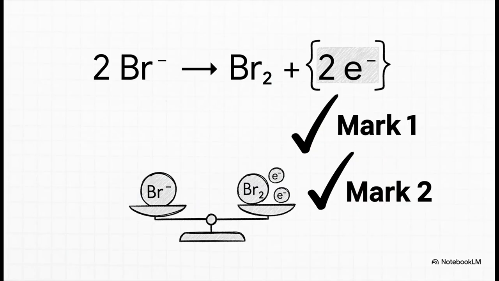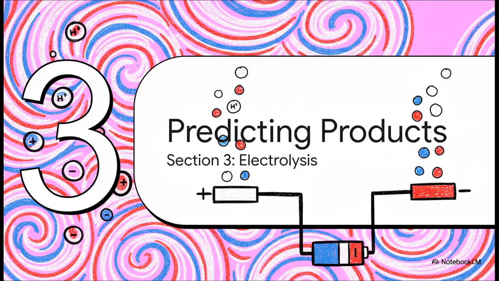Here's what the completed equation looks like. You get 1 mark for knowing the products are Br2 and electrons, e-. But that second mark is for the balancing. Since you need 2 bromine atoms to make 1 Br2 molecule, you have to start with 2 bromide ions. And those 2 negative charges become 2 electrons on the other side. Perfect! All right, moving on.